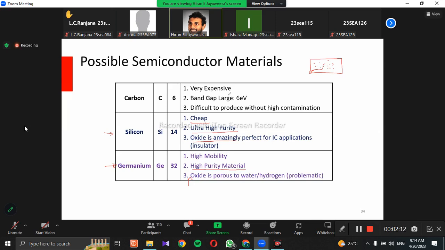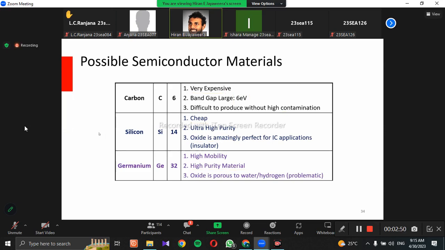And when it comes to carbon, one thing is it's very expensive. The other is that it's very difficult to get the material with ultra high purity, because it comes with a lot of contaminations, and the band gap is very large, so that at room temperature it really won't act as what you call a semiconductor. The crystalline form is diamond, you know that. So that's the reason why we don't use carbon in general as a semiconducting material.